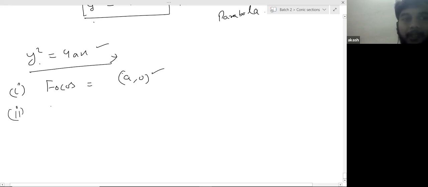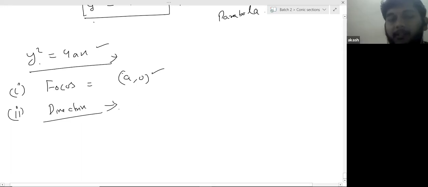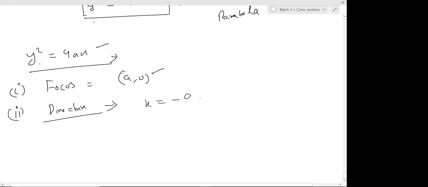What was the equation of directrix? Minus a comma 0, right? That was a coordinate. Directrix is a line. So x equals minus a. Mazia, clear?